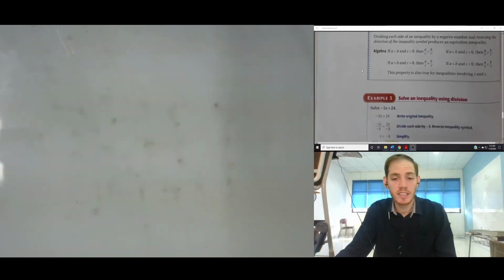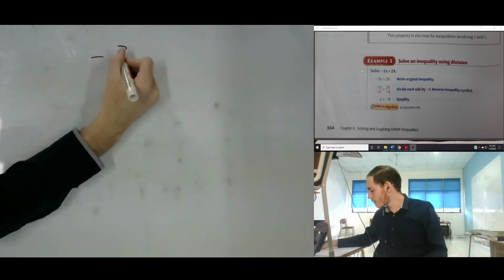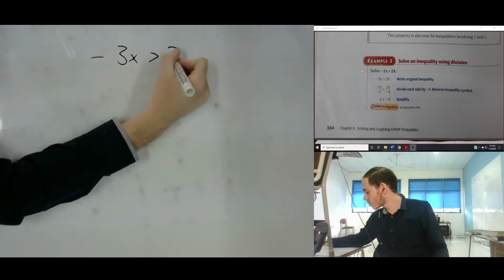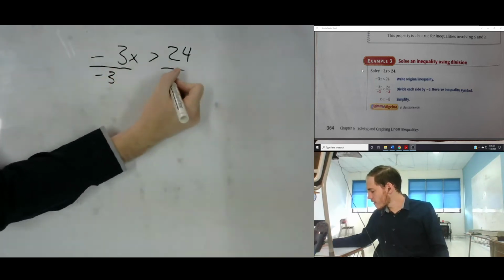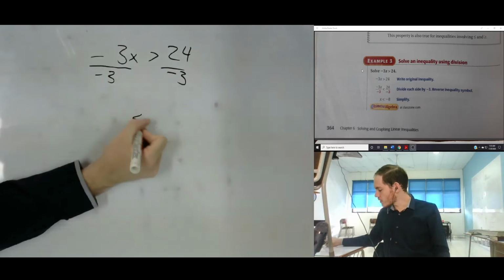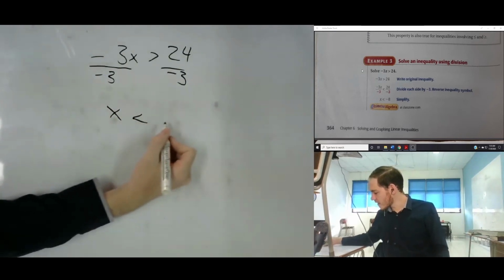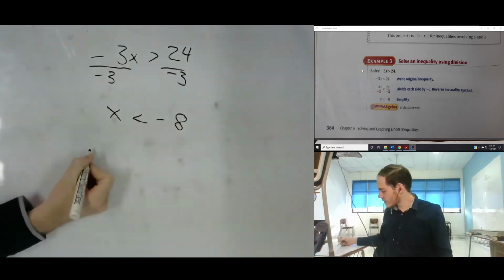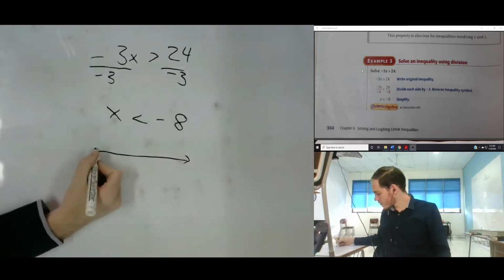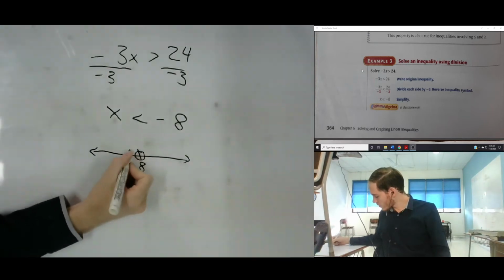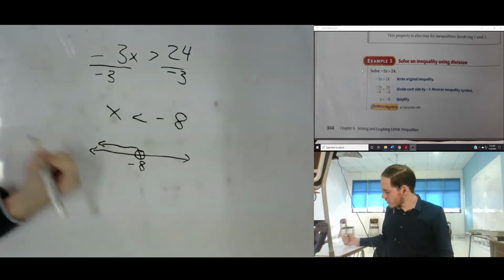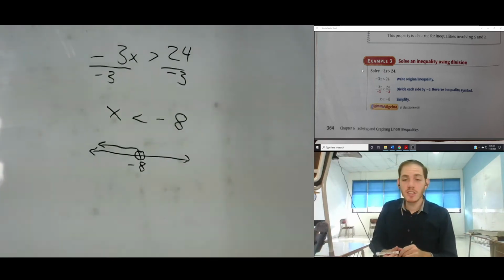So we learned addition and subtraction, and now we're learning multiplication and division. Let's look at an example. Negative 3x is greater than 24. So we divide both sides by negative 3. What happens to the middle? Well, the middle switches directions. So we get x is less than negative 8. So we have negative 8, open circle, to the left. Pretty simple and straightforward, right?